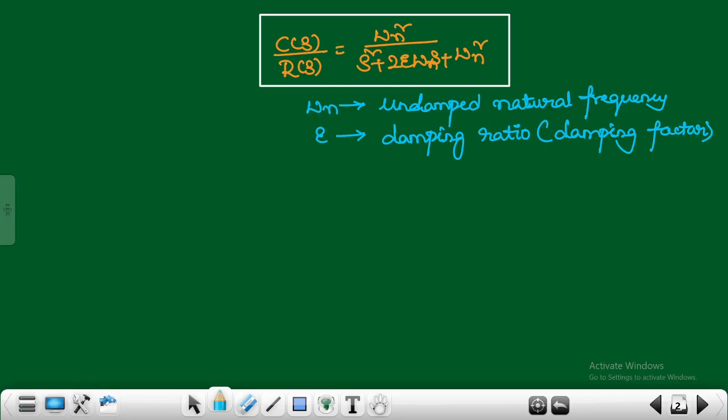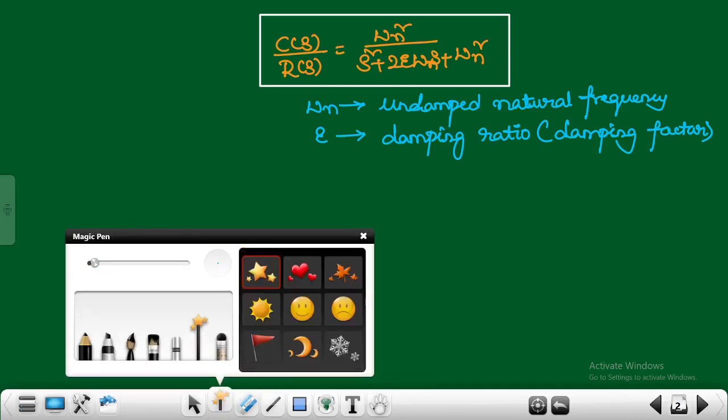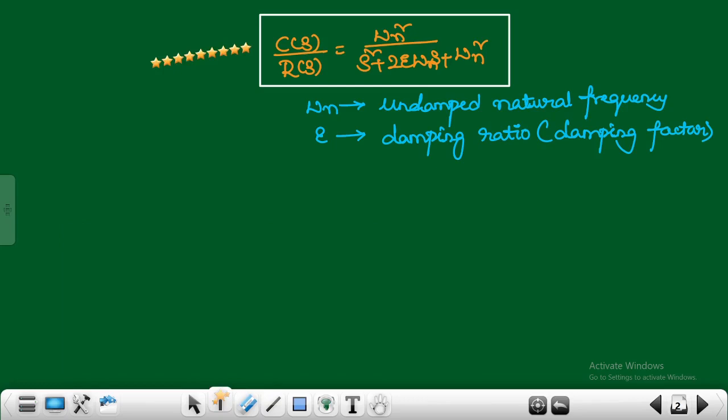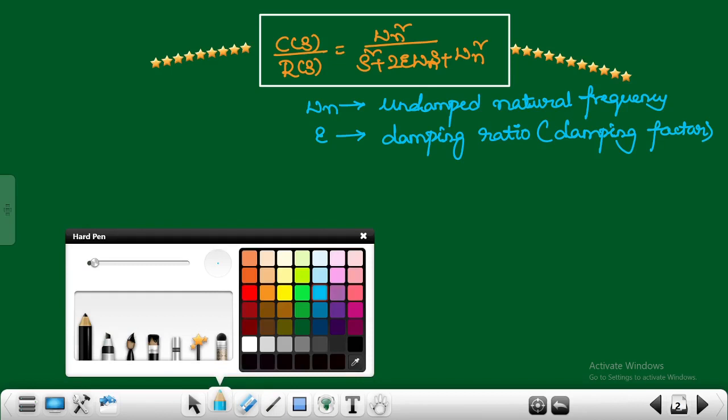This will be called as the standard form of the second order system. Very important for the exam. So this is very important. You have to remember the standard form of the second order system.